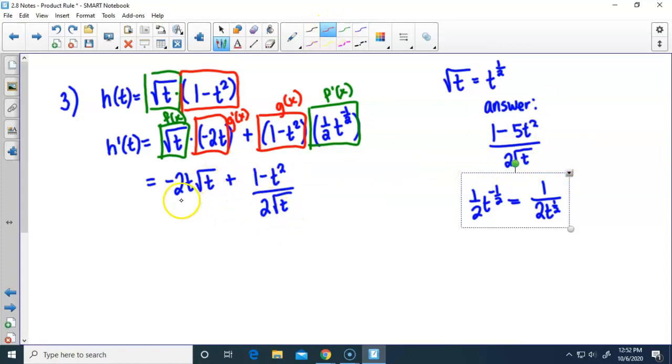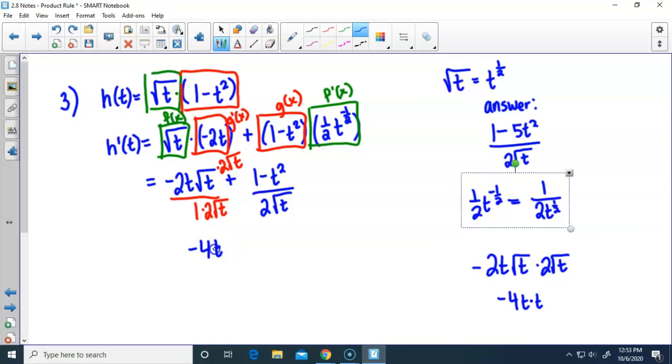So if I wanted to do that, I would have to multiply this fraction right here, which right now has a denominator of 1, by 2 square root of t, which means I also have to multiply by 2 square root of t in the numerator. And so when I do that, negative 2t square root of t times 2 square root of t, the 2 and the negative 2 can multiply together to give you negative 4. You've got that t, and then the square root of t times the square root of t is t. So this is going to give you negative 4t squared whenever you multiply these two terms together.